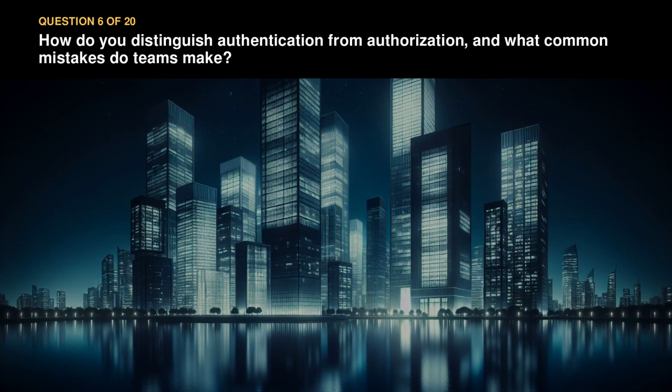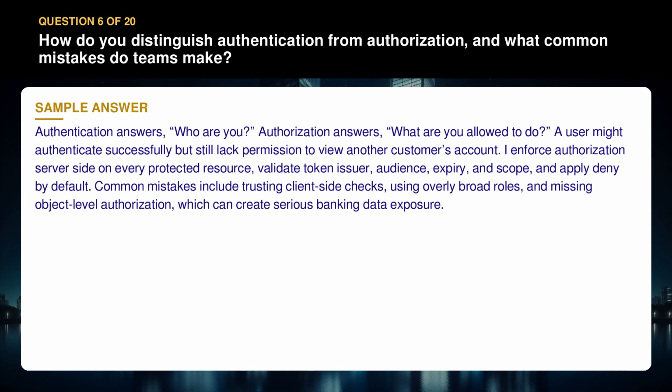Question 6. How do you distinguish authentication from authorization, and what common mistakes do teams make? Authentication answers: who are you? Authorization answers: what are you allowed to do? A user might authenticate successfully but still lack permission to view another customer's account. I enforce authorization server-side on every protected resource, validate token issuer, audience, expiry, and scope, and apply deny by default. Common mistakes include trusting client-side checks, using overly broad roles, and missing object-level authorization, which can create serious banking data exposure.